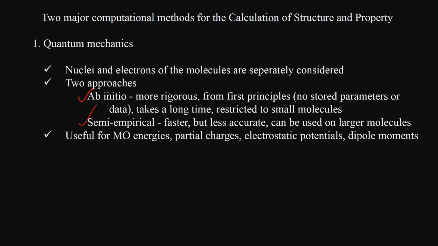The other one is the semi empirical method, it is faster, so a lot of parameterization has been done. So, it calculates certain features using some regression relationship, it is less accurate, it can be used for large molecules also, that means hundreds of atoms. These quantum mechanics methods can be used if you want to calculate molecular orbital energies, partial charges, electrostatic potentials, dipole moments, the energy required for breaking bonds, energy required for forming bonds, and so on.